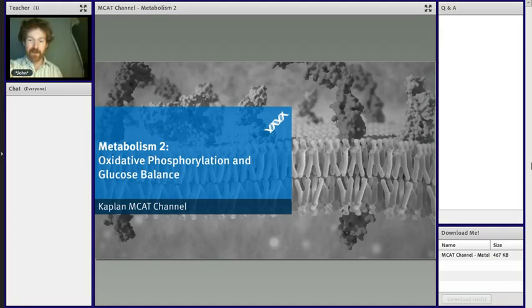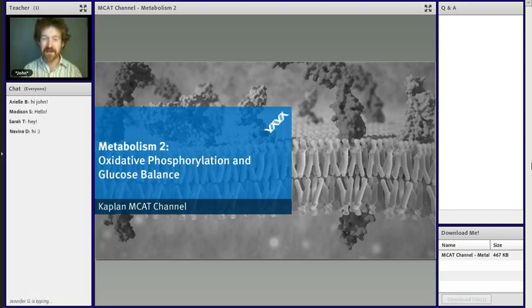Hey there, everybody. Whoa, sorry, that looked a little wonky there. There we go. Welcome to your second installment of Metabolism. We're continuing on from where Rebecca left off with Krebs cycle. We're gonna jump right into oxidative phosphorylation, electron transport chain.